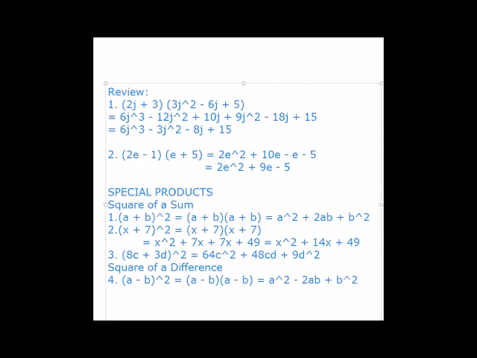2 times the first term A, times the second term negative B. 2 times first times second. So 2 times A, how much is that? 2A, ma'am. 2A times negative B. Negative 2AB. Yes, and then the second term squared. Negative B times negative B, how much is it? B squared. Yes. So the same with your FOIL method, A squared minus 2AB plus B squared.